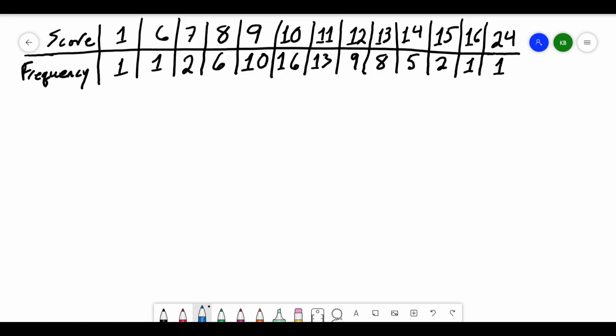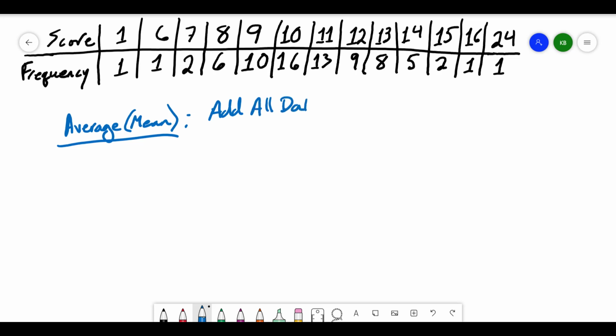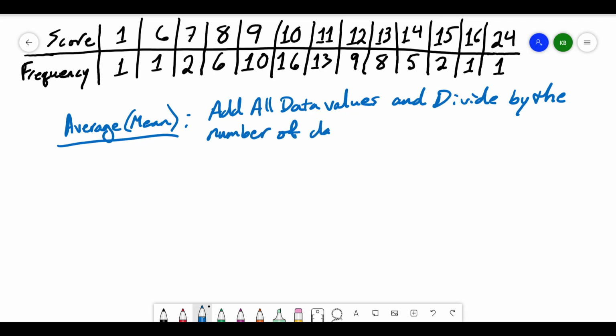The first thing we're going to talk about is the average. So to find the average, which is also called the mean, what we're going to do is we're going to add up all of our data values. So add all data values and divide by the number of data points.